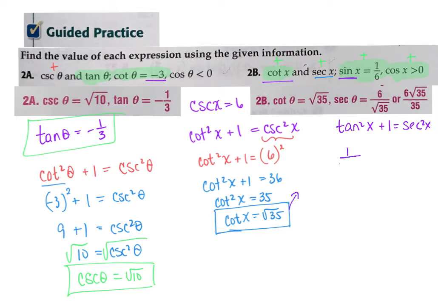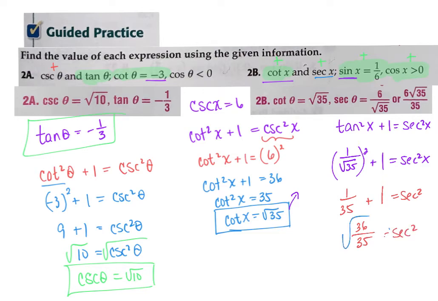So 1 over the square root of 35 squared plus 1 equals my secant squared. And just go ahead and square it. 1 over 35 plus 1 equals secant squared. Get a common denominator. This is going to be 35 over 35. So I get 36 over 35 equals secant squared. Take the square root. Square root of 36 is just 6. Square root of 35 we don't have.